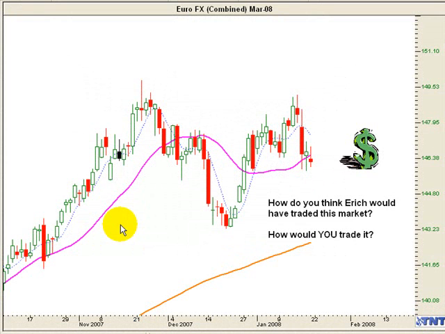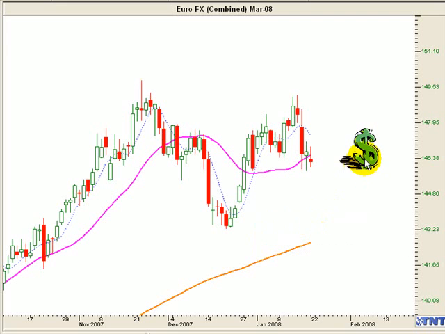Many of you will recognize this as last week's homework assignment, and it is such an important concept that I want to use it for this week's lesson. So here we have the March Euro, and the question was, how do you think Erich would have traded this market? How would you trade it? And thanks to Dave and to Alan at the forum for their participation, you guys hit it bang on in how I would have traded this particular market.